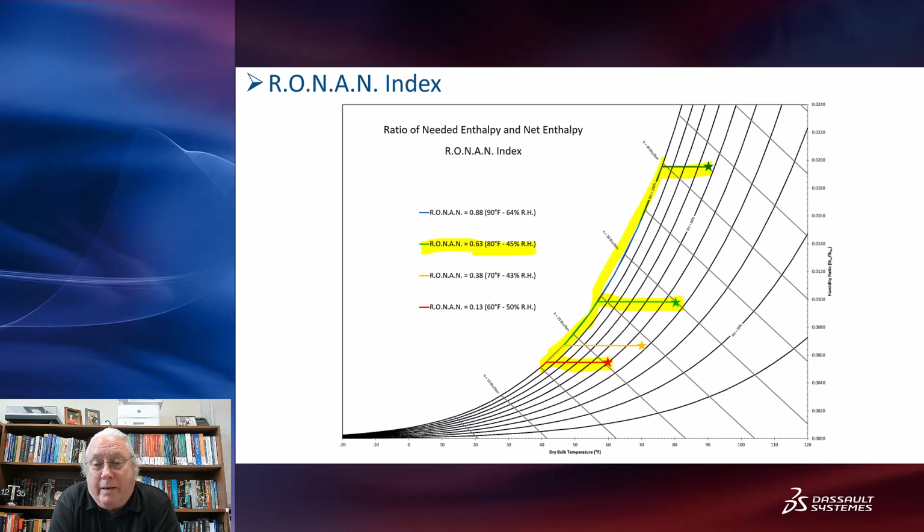So the one at the bottom would be a low advantageous time to turn on your system. If you're in the middle or near the top, you're going to be able to get a lot more water out of the air using less energy.